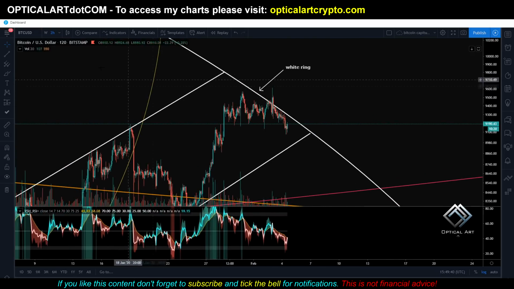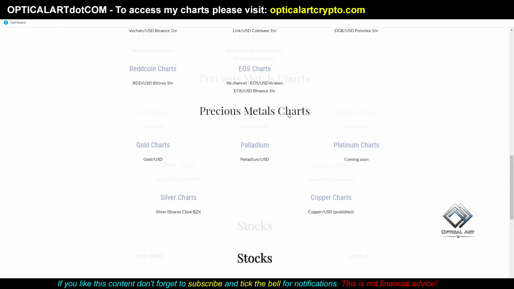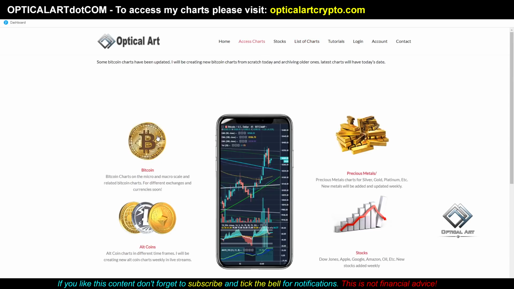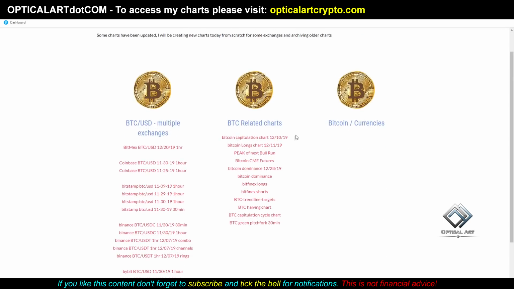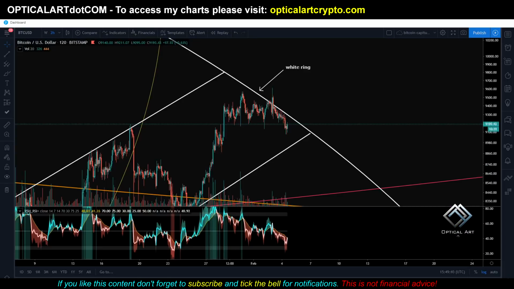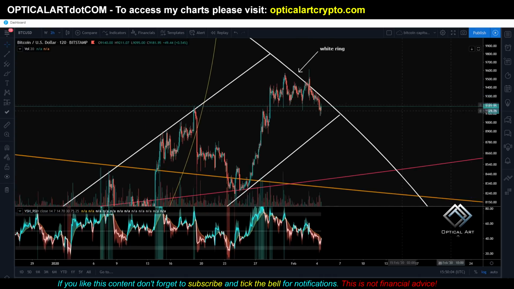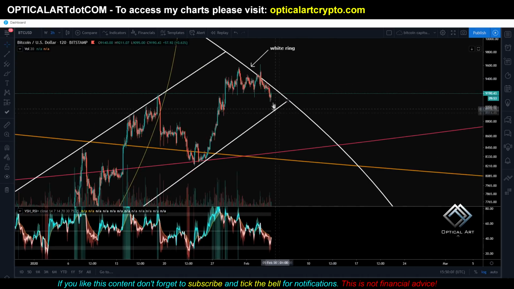And again, on the website, a lot of people ask that I actually reference charts. If I go into Bitcoin, that is this chart right here, Bitcoin capitulation chart 12/10/19. So this is a chart I'm watching. If we do push above this with a lot of volume and it's not a fake out, I do expect that we'll get a major pump. This is what I'm paying attention to. This is what I said is possible.